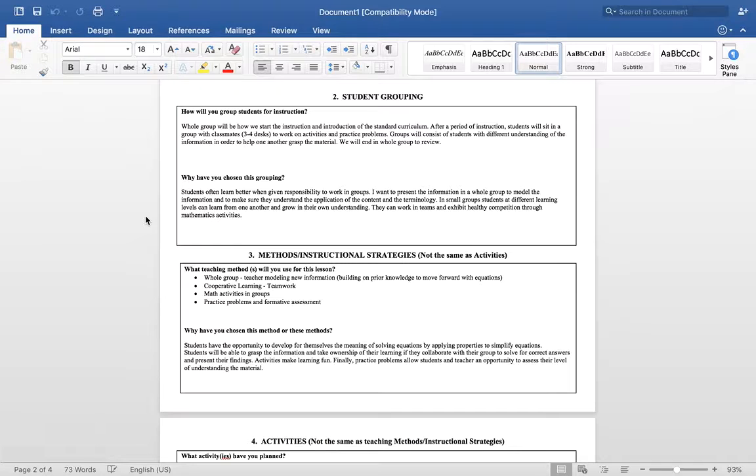In small groups, students at different learning levels can learn from one another and grow in their own understandings while they're learning from one another. They can work in teams and exhibit healthy competition through mathematics activities.